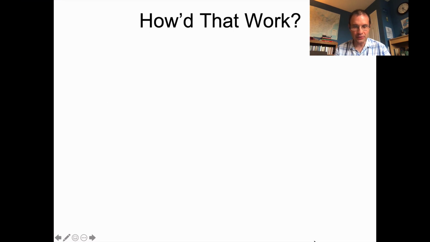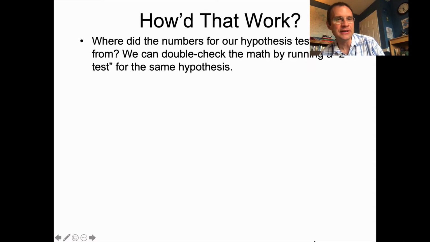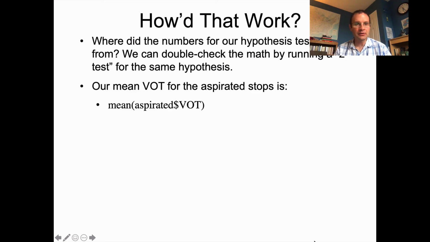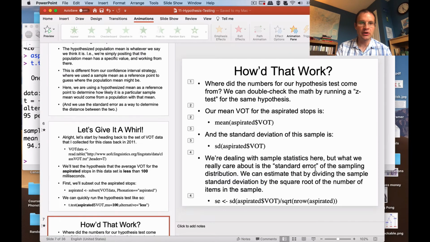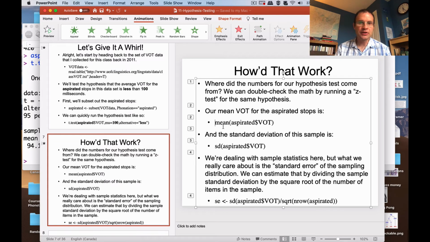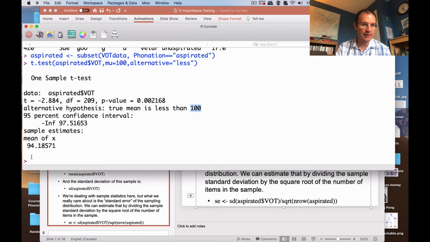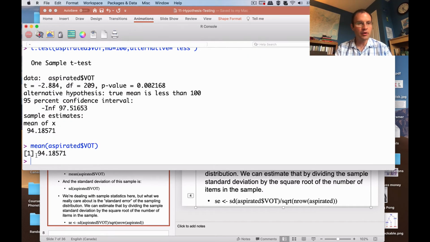Let's get back into it, and I'll show you the nitty-gritty details of where those numbers come from. I'm going to double-check the math by running a z-test for the same hypothesis, which should hopefully be a little more understandable based on what we know at this point. We can find out what the mean for our aspirated stops is another way, using this mean command. And lo and behold, it looks exactly the same as the mean of the sample that was spat out at us by the t-test command.